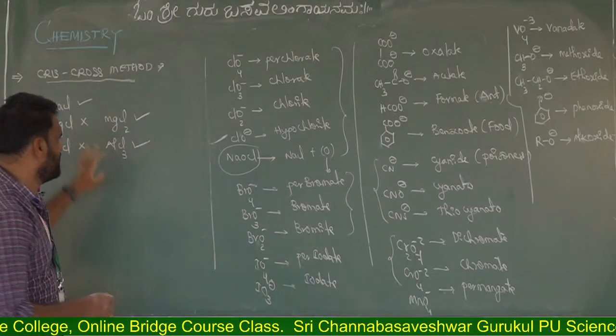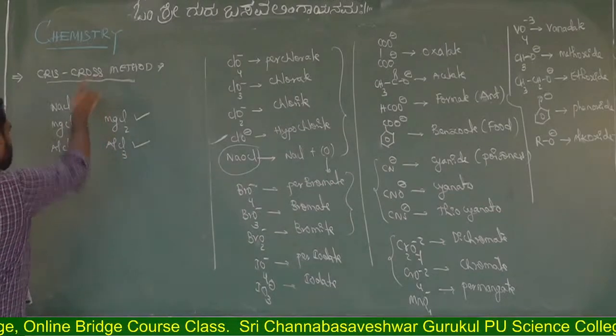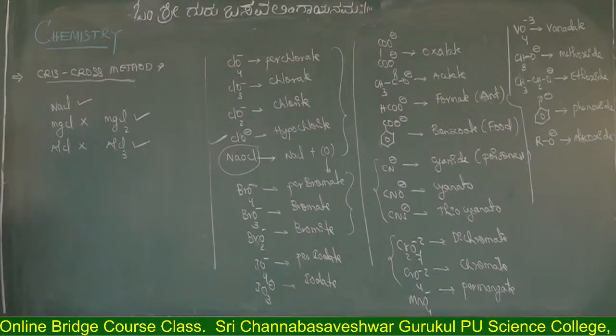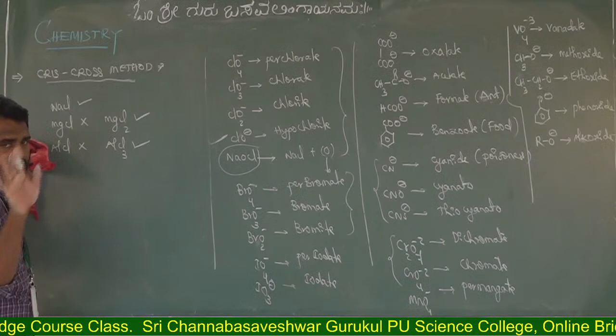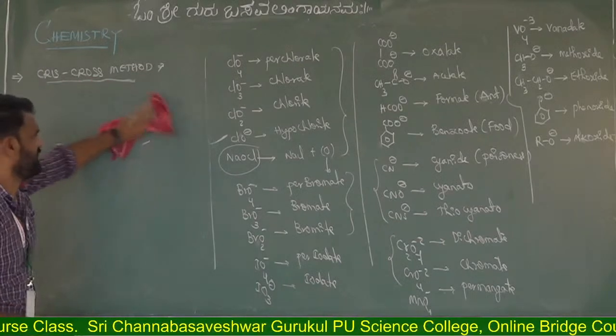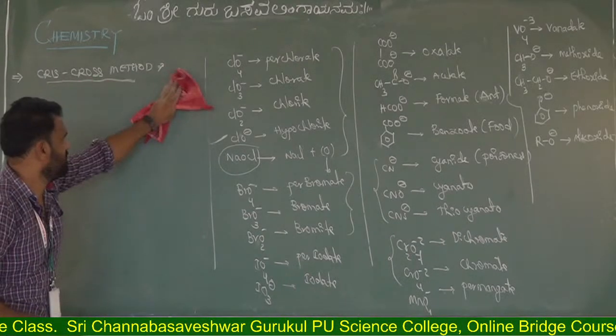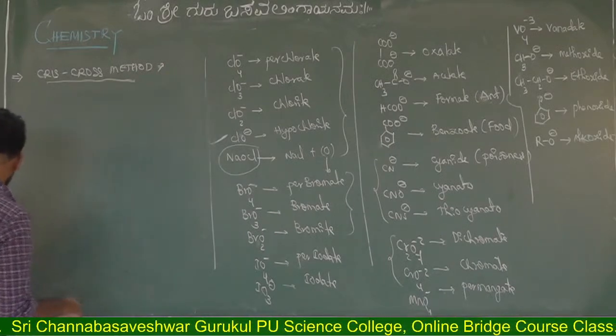Right, this is what is wrong. For that only we are following the criss-cross method. Now let me start the criss-cross method. It is a very, very important method after knowing cations and anions. So please students, please concentrate more.